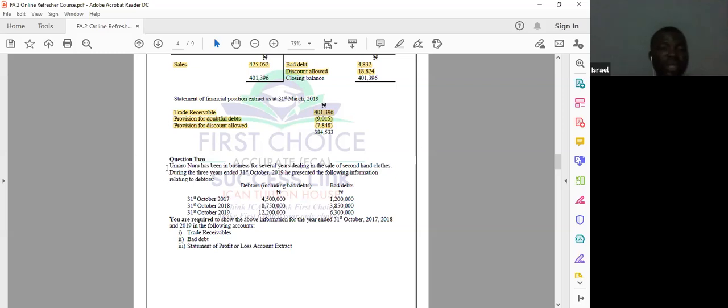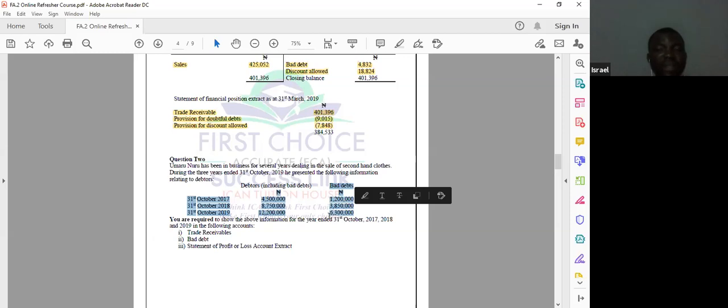Now, question 2 says that Ibaru Nuri has been in business for several years, dealing in the sales of second-hand clothes. During the year ended 31st October 2019, he presented the following information relating to debtors. They say debtors, including the bad debt. So it means that this figure that we have here includes bad debts. Then they give us the figure for bad debt as well.